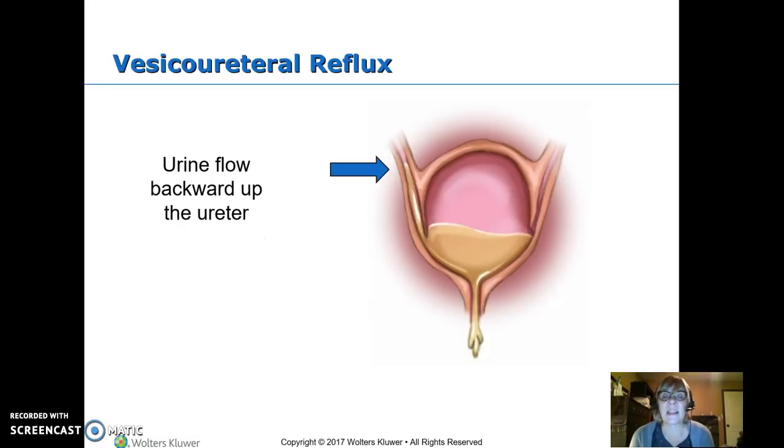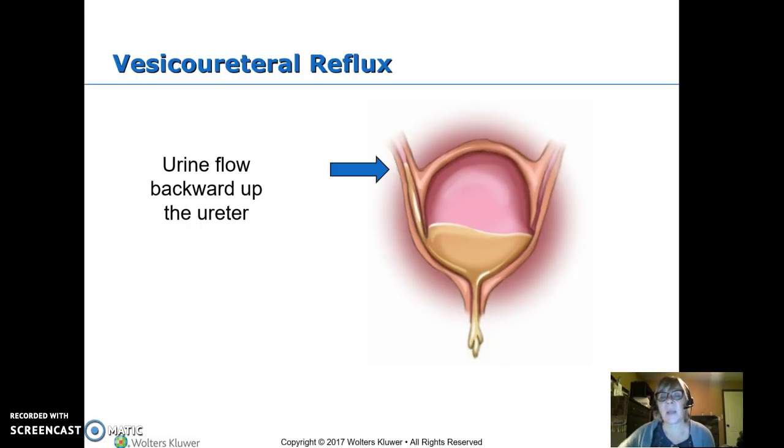Vesicoureteral reflux. This is a problem with the vesicoureteral valve. So we've got a valve here that's supposed to let urine go one way, right, from our kidney through the ureter into the bladder. And then when you void, that bladder squeezes down, kind of pushes that closed, and the urine comes out. Well, when there's a reflux problem, it means the urine backflows up into the ureter and kidney, and then after you're done voiding, immediately comes back and sits right here in the bladder, so you don't really get to empty the bladder.